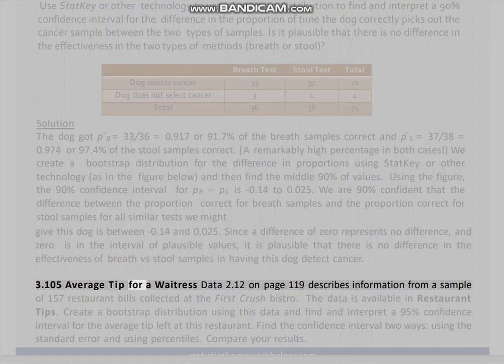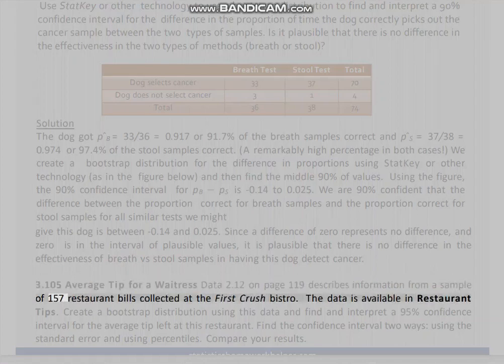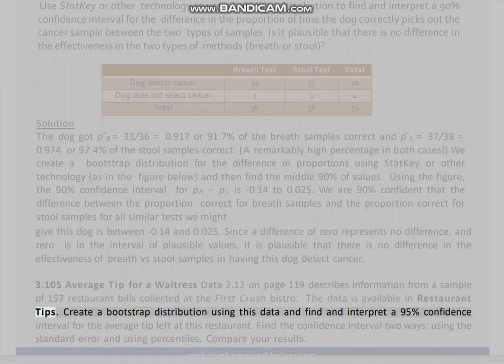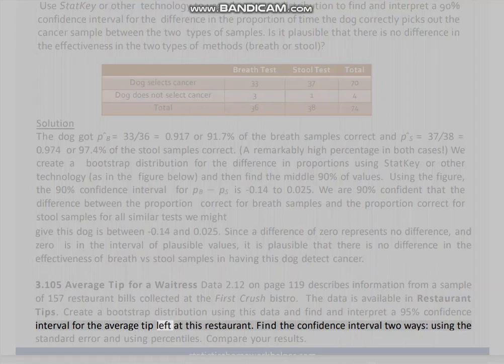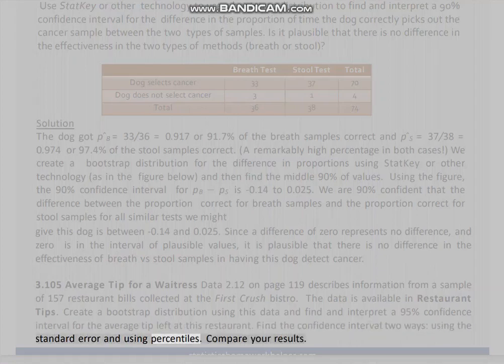3.105 Average tip for a waitress. Data 2.12 on page 119 describes information from a sample of 157 restaurant bills collected at the First Crush Bistro. The data is available in Restaurant Tips. Create a bootstrap distribution using this data and find and interpret a 95% confidence interval for the average tip left at this restaurant. Find the confidence interval two ways, using the standard error and using percentiles. Compare your results.